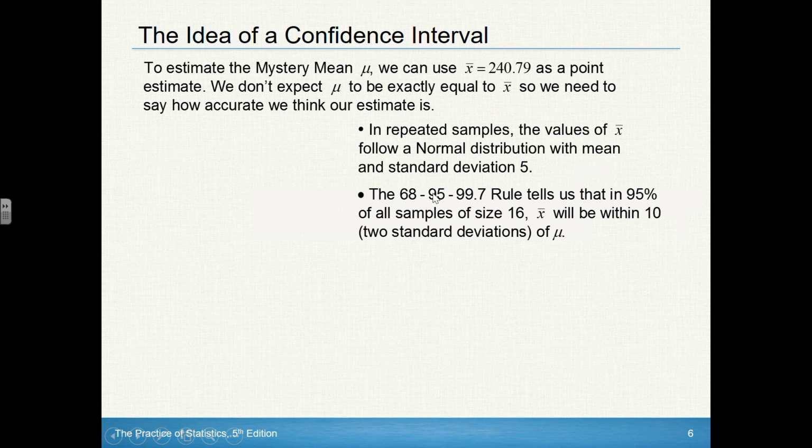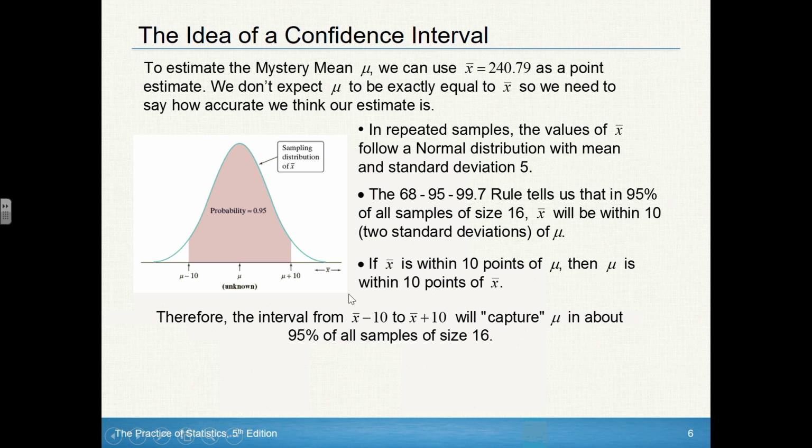Now, if we were to think of it from the 68, 95, 99.7 rule, we would be looking at 68% of observations within 1 standard deviation, 95% within 2 standard deviations, and 99.7% within 3 standard deviations. So if we wanted to be 95% confident, which is a fairly common confidence level, then we would go out 2 standard deviations in either direction. Well, we just said the standard deviation was 5. So if we double that to go out 2 standard deviations, then we'd be going out 10 in either direction.